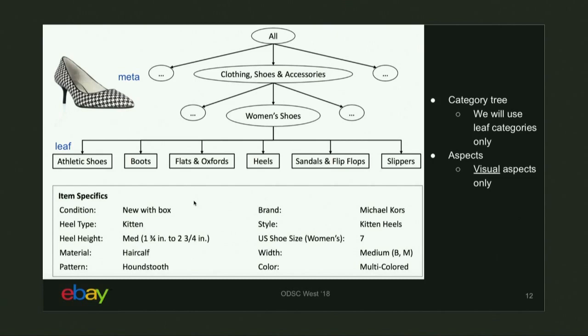For example, we may have, let's say, 10,000 images of boots with stratified sampling, right? And maybe 10,000 images of heels and so on. And now we can train a neural network to predict, given an image, boots or heels or flats. So that's what we call category prediction, right? And we also have another system that actually predicts aspects. So as I mentioned earlier, these are things like heel type, material, pattern, and so on. We pick only the visual aspects and train a neural network for that.